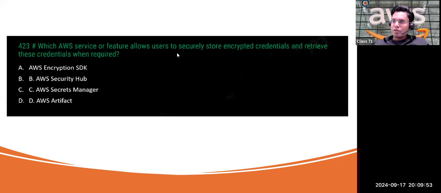Which AWS service or feature allows users to securely store, encrypt credentials and retrieve their credentials when required? So we already learned in yesterday's class, there's a service if you want to encrypt or store credentials. They're not talking about encryption of data. If they're talking about encryption of data, then KMS and hardware HSM. But here it says store credentials like username and password, keys. So we have Secrets Manager.